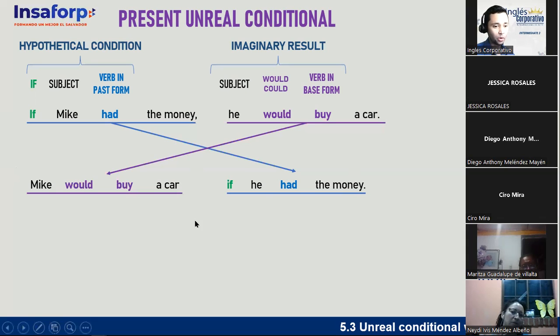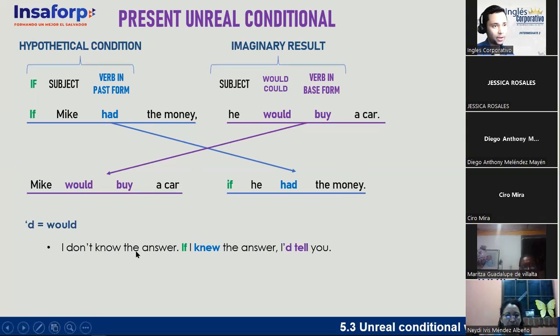One more thing to remember, apostrophe D means would. It's the contracted form of would. Some examples: I don't know the answer. If I knew the answer, I'd tell you. That means I would tell you. Si supiera la respuesta, te la diría.